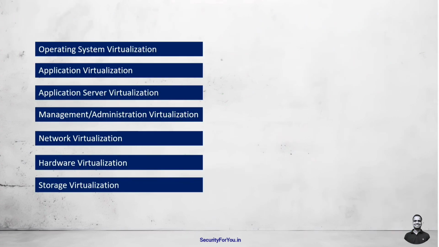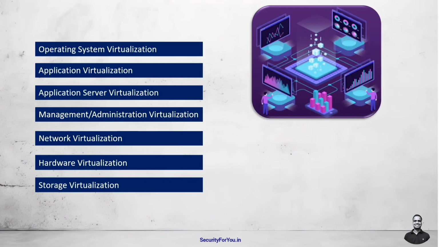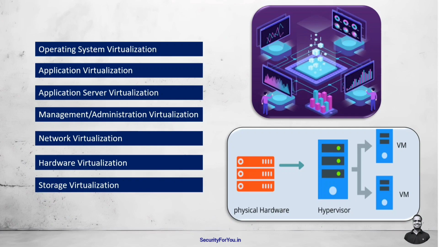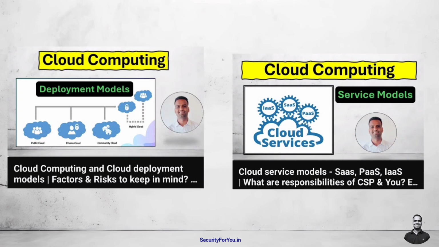So these were some of the methods or ways of virtualization. In our upcoming videos, we will discuss in more detail virtual machines and how they are used in cloud, what a hypervisor is, its types, and some security issues related to it. In our previous videos, we discussed cloud deployment models and different cloud service models, which you can go and watch for better understanding about cloud.